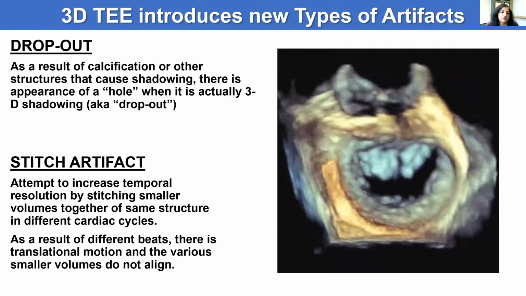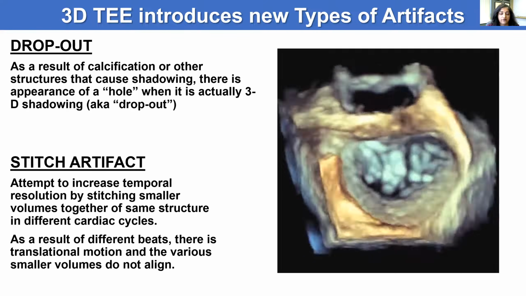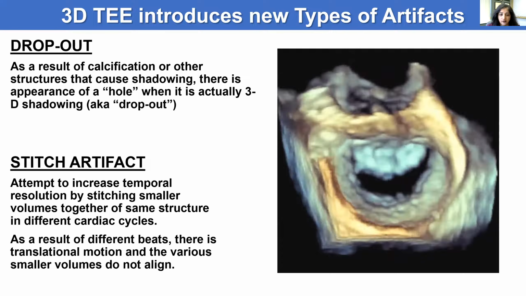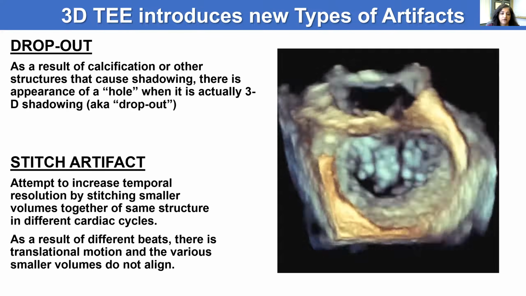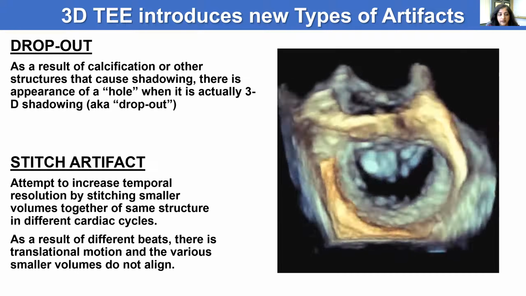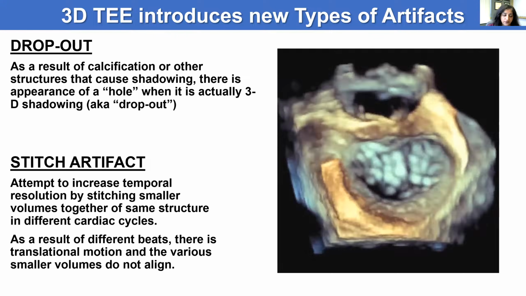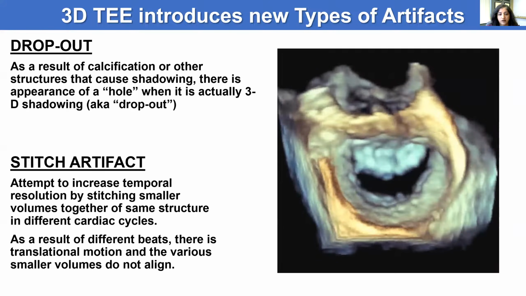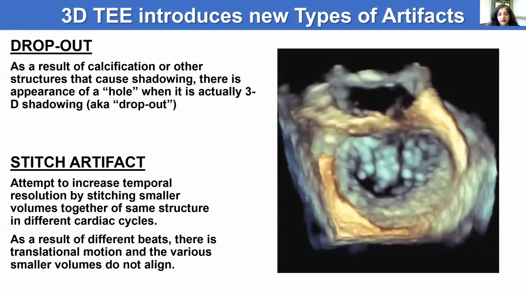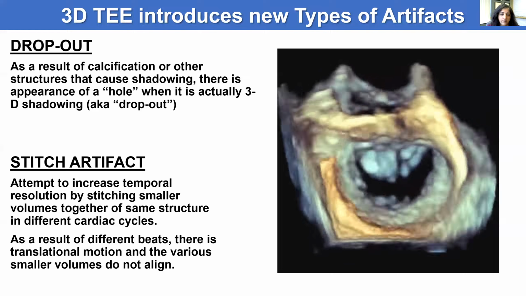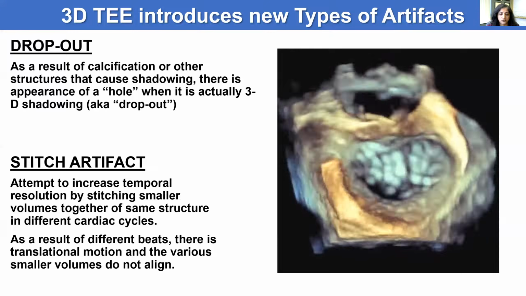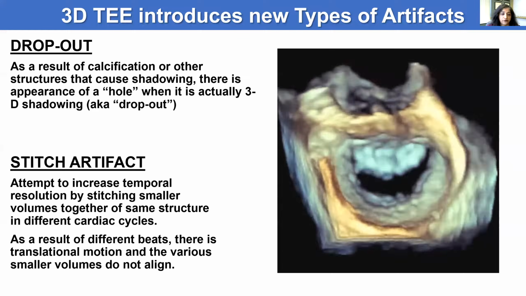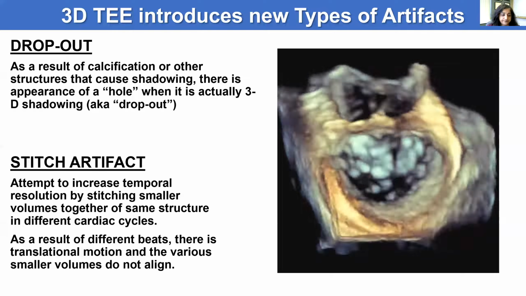So 3D TE is very, very powerful in the mitral valve and other valves, but it also introduces its own type of artifacts. So here it looks like on this 3D TE of the mitral valve that there's a cleft in the anterior leaflet, and it really is a result of calcification or other structures that cause shadowing. There is this appearance of a hole or what we call dropout in some TE views. And the best way to resolve this is to use your color Doppler to allow you to differentiate what is truly a flow from what is dropout.